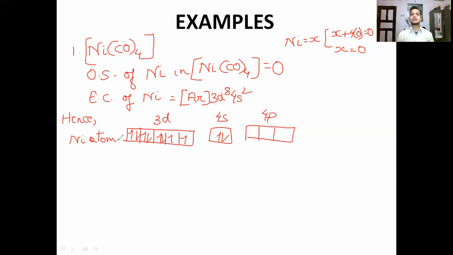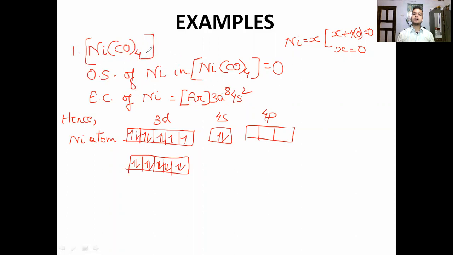Before going into hybridization in valence bond theory, we have to look at the ligands. CO is a strong field ligand, and if it is a strong field ligand, the electrons tend to pair up. So first the electrons will pair up. There are 2 unpaired electrons in the d orbital and 2 electrons in 4s. This 4s electron will shift to the d orbital, 1, 2, 3, 4, 5, 6, and these 2 electrons will pair up. So all the electrons are paired in d.